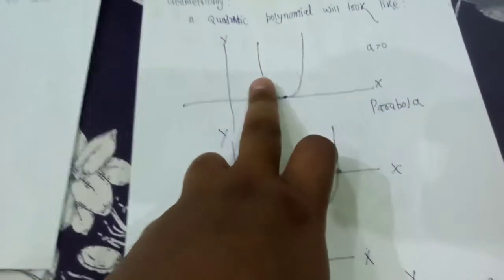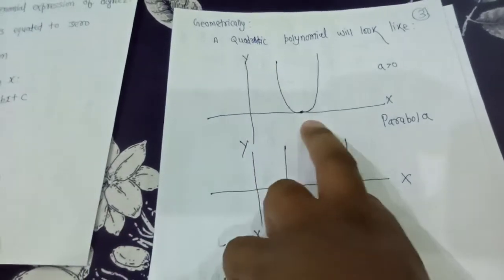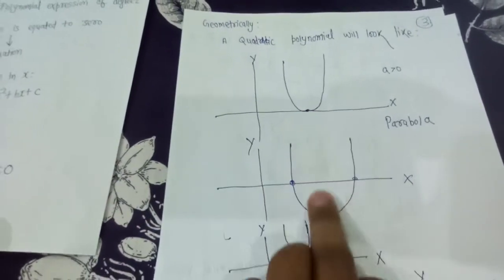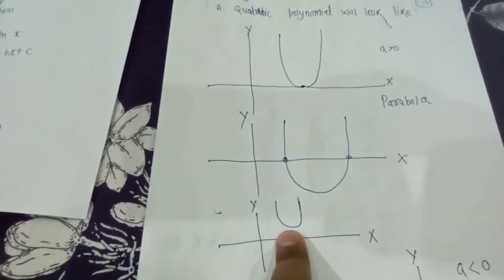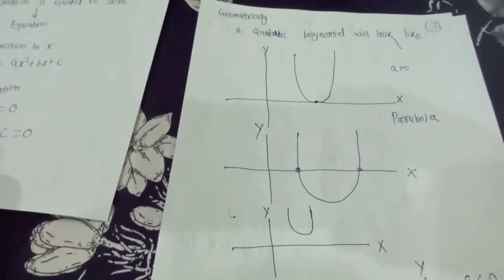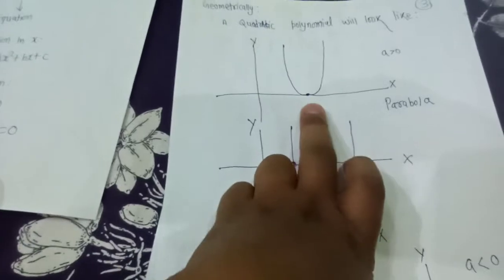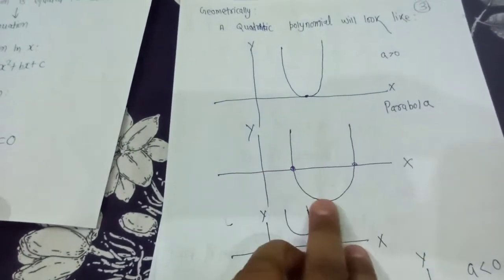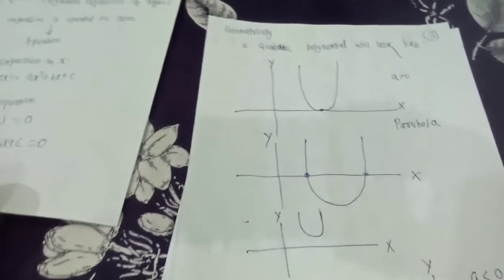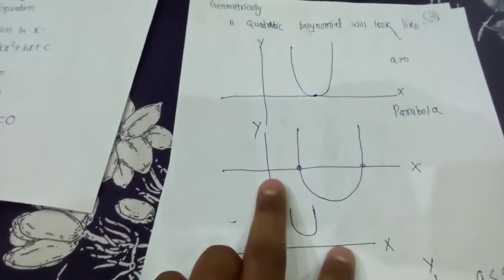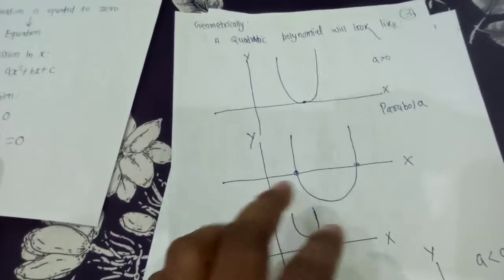We can see that this parabola intersects either at one point, or 2 points, or no point. So we'll come to what it means if it intersects at only 1 point, 2 points, or no point. It is basically connected to 0. So we will learn about 0.